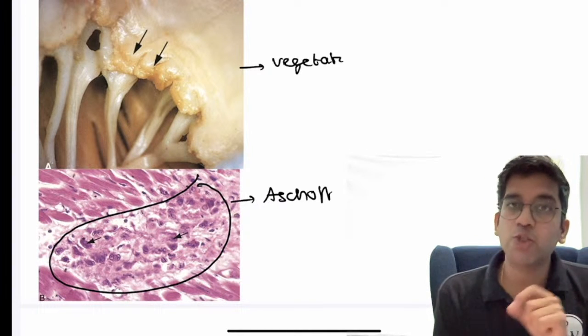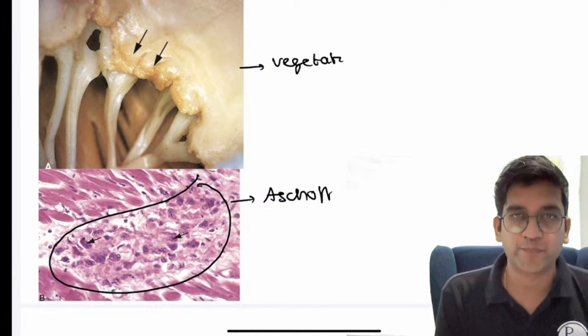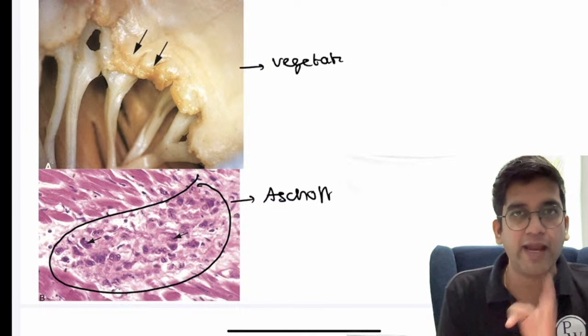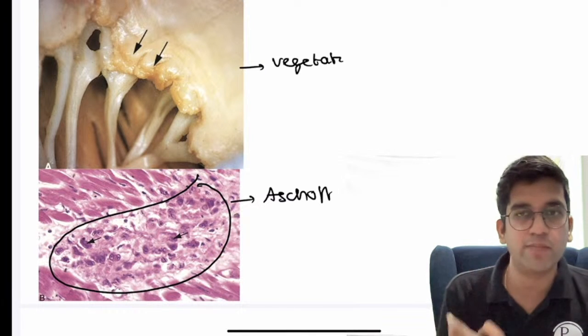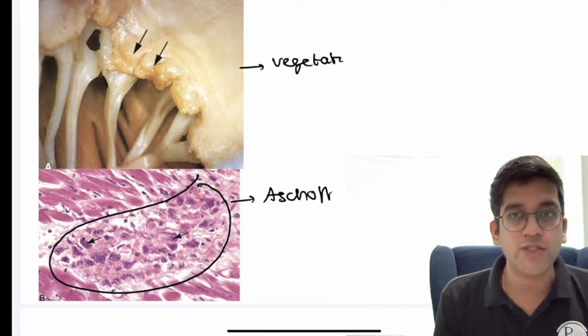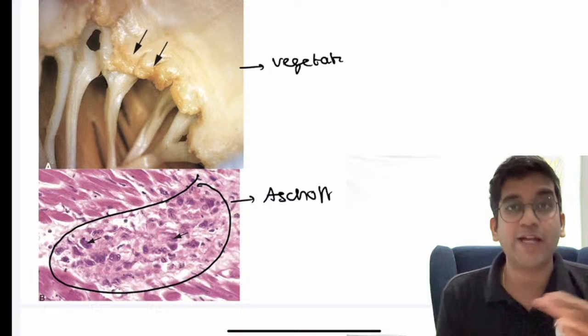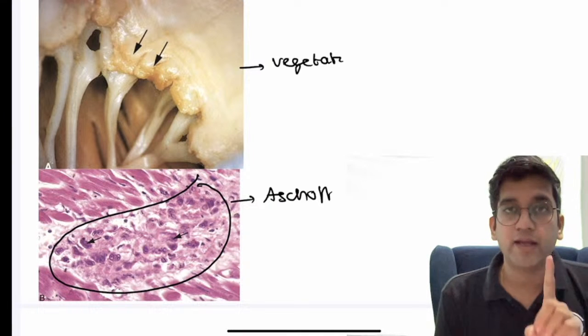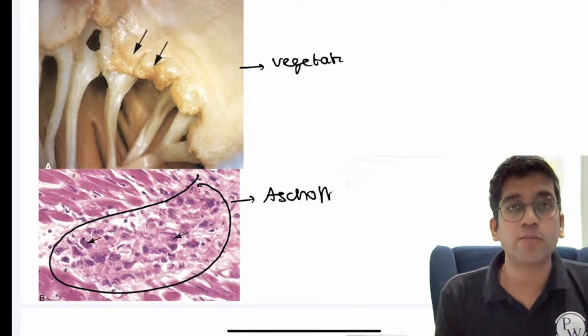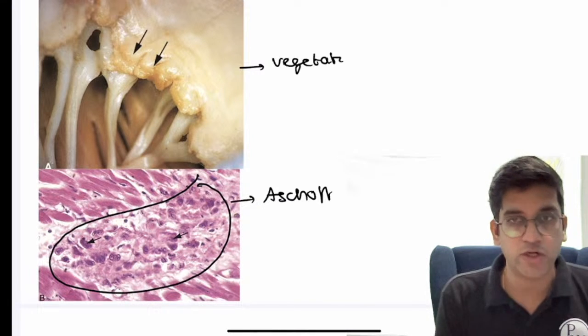Which vegetation is also called verrucae? Is it rheumatic, NBTE, infective, or your Libman-Sachs? Verrucae is your rheumatic heart disease or rheumatic vegetation. They are very, very tiny, like a verruca vulgaris, like a wart, so we call it verrucae, right? Verrucae is your rheumatic heart disease. Infective endocarditis is both infective and fragile, and they can become an embolus. On both sides of the valve, you have your Libman-Sachs endocarditis, right?